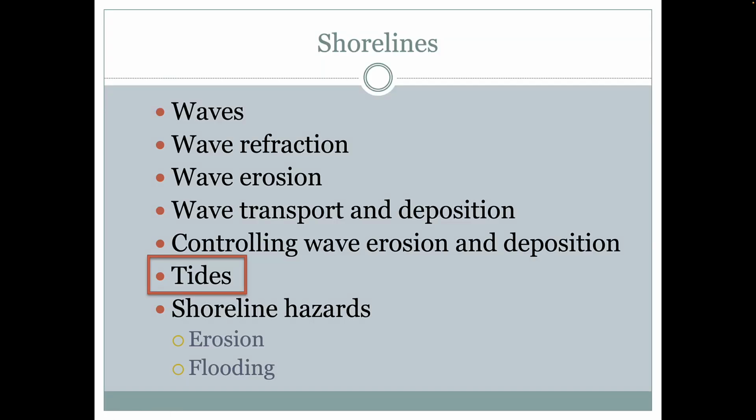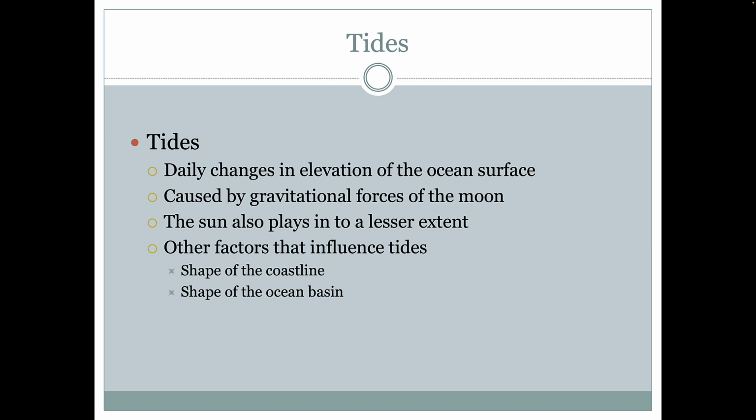Besides the wind, which sets up a lot of the waves that occur on the ocean, there's another force that affects shorelines, which is called the tides. So the tides are daily changes in the elevation of the surface of the ocean. And the reason tides change, going up and down in elevation, is caused by the gravitational force of mostly the moon. The sun also plays into it to a lesser extent, but it's primarily the moon that is affecting this.